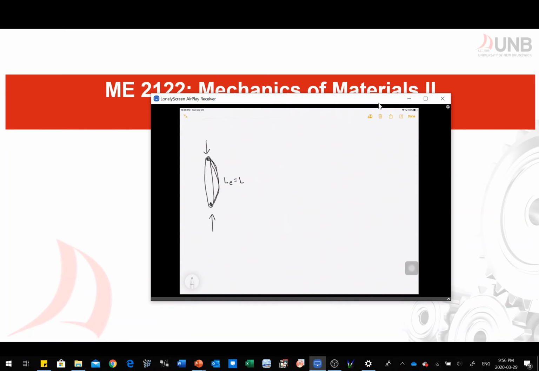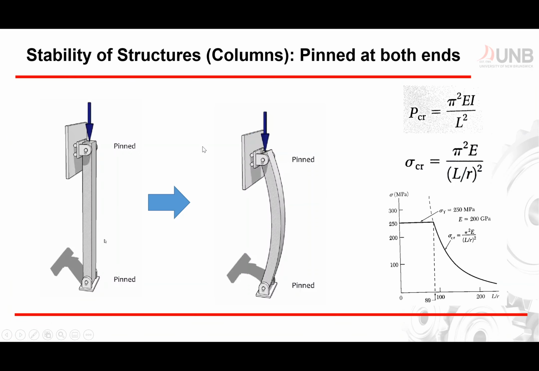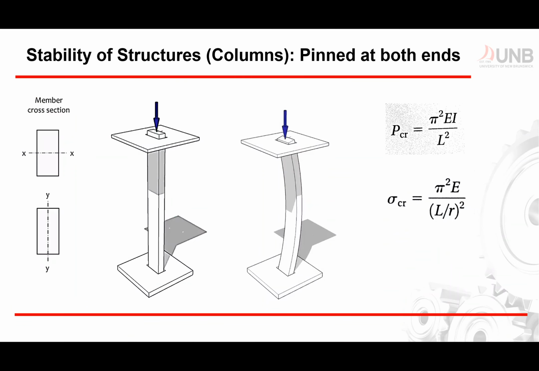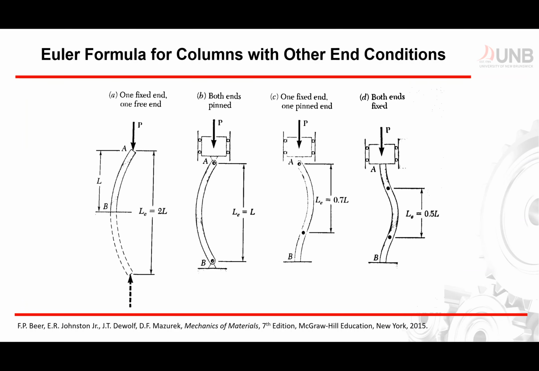Now, what if we have different types of connections? So we discussed this one, this one, and this one as well. Let's say we have different types of connections: A, B, C, and D. We have different effective lengths, and it depends on our support reactions. Let's say we have a fixed end, point B right here, and a free end A. We have an effective length of 2L.